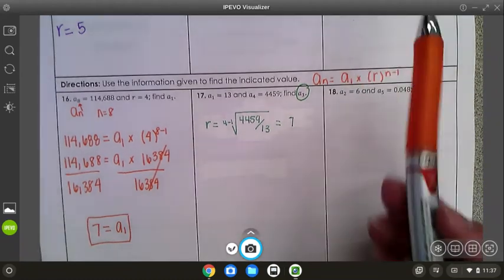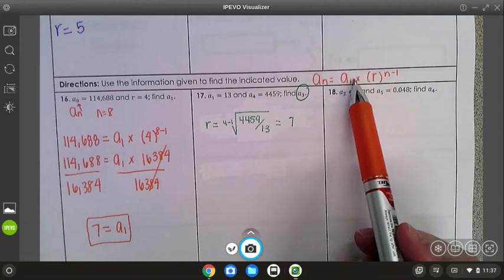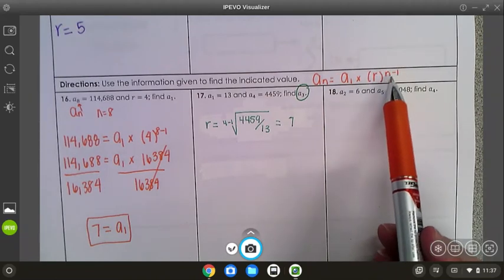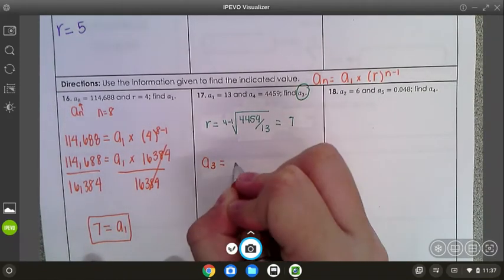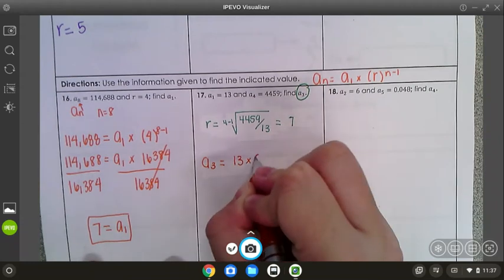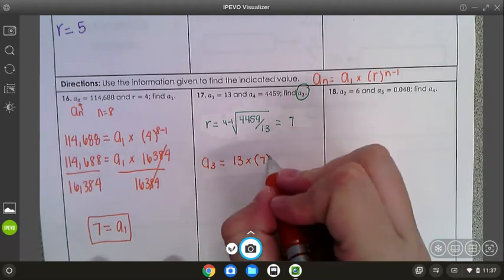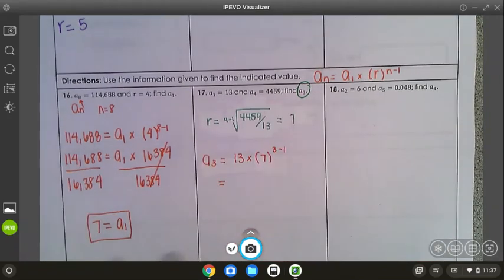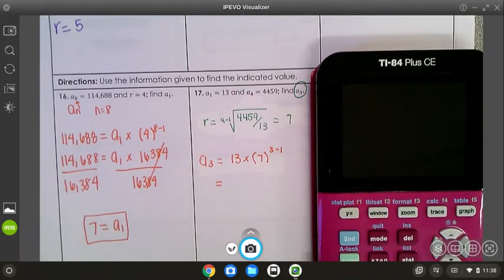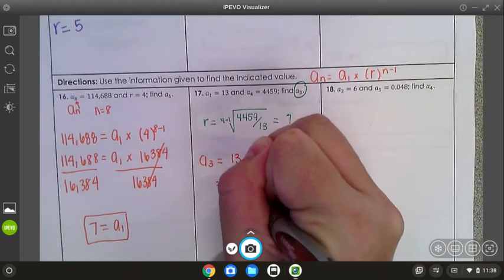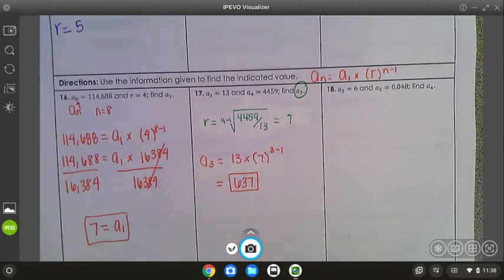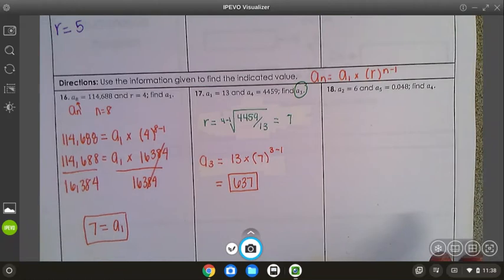So we're finding A3. Now we've got A1, we've got R, then I can plug in a 3 for N. So A3 is 13 times my R of 7 to the 3 minus 1 power. Oops. And we get 637. Okay.